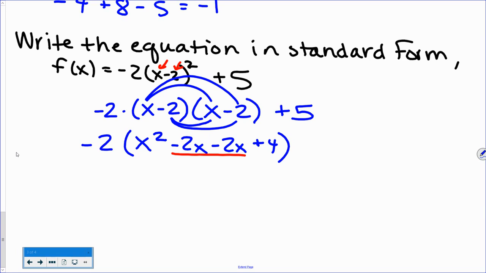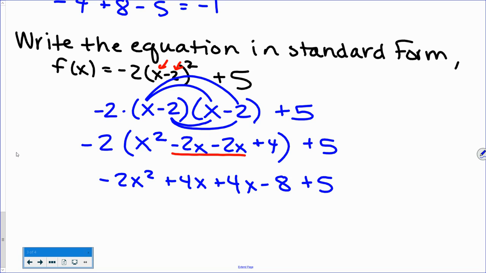So then I'll multiply by negative 2, and then I will add 5. I'd get negative 2x squared, plus 4x, plus 4x, minus 8, plus 5. Combine my like terms, and that will give me my standard form. So negative 2x squared plus 8x minus 3.